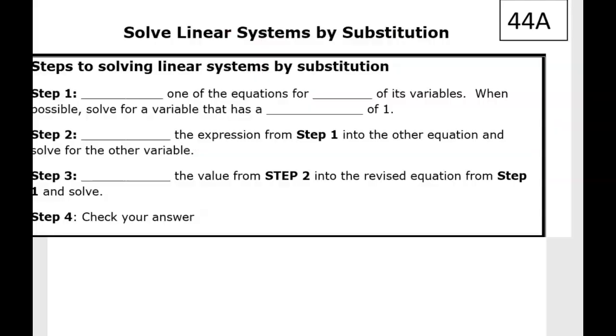So today's lesson, we're going to learn to solve linear systems by substitution. So the first thing we want to do is solve one of the equations for one of its variables. It's going to seem a little confusing at first. When possible, solve for a variable that has a coefficient of 1. And the coefficient is the number before the variable, the x or the y. You're then going to substitute the expression.